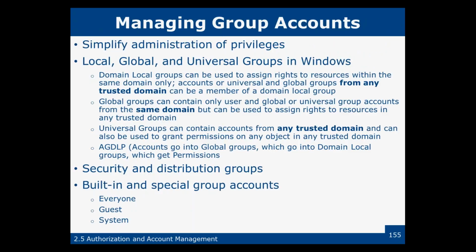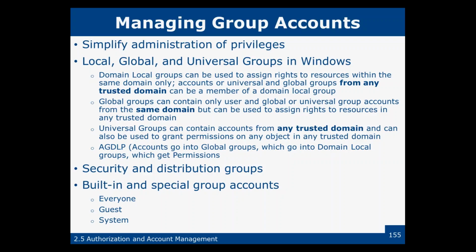Group accounts, talked about a little earlier, do simplify administration of privileges, giving permissions for users to use resources, because instead of giving them individually to 500 users, we can put 500 users in a group and give it to them all at once. So it makes sense. And then for the detail that you may have to use, you can use the individual users to do that. In the Windows world, we have 3 types of groups: local, global, and universal groups.